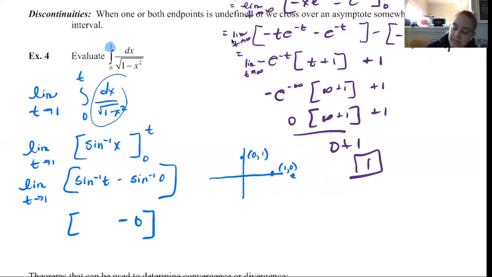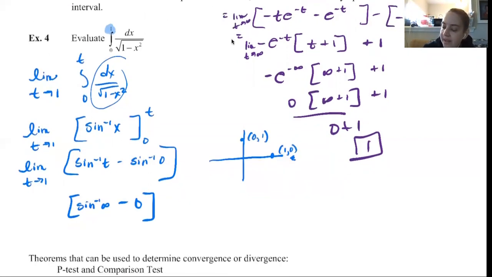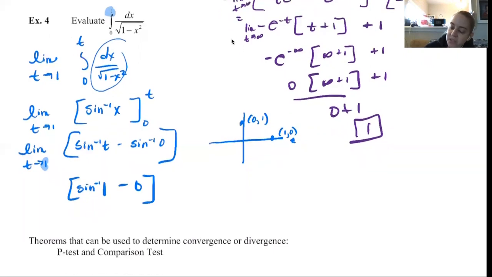Minus the inverse sine of infinity. Well, no, not infinity. I just made a mistake. I was all infinity happy. That should be 1, right? There's my 1. So inverse sine of 1. Well, where does inverse sine of 1 happen? It happens up here at pi over 2. This is pi over 2 minus 0, which is pi over 2. Ta-da!